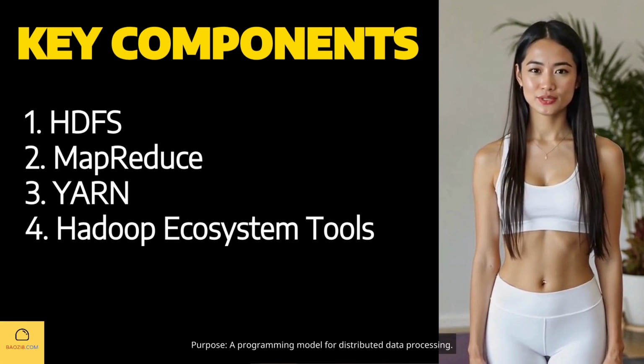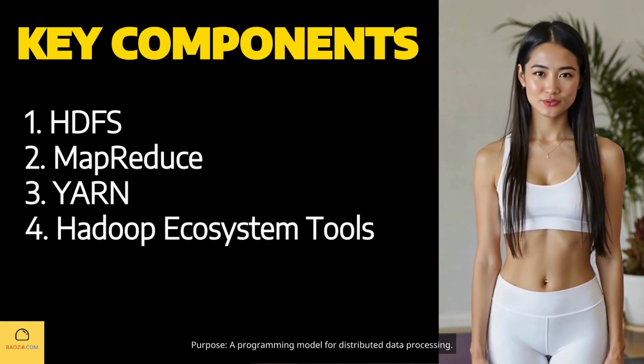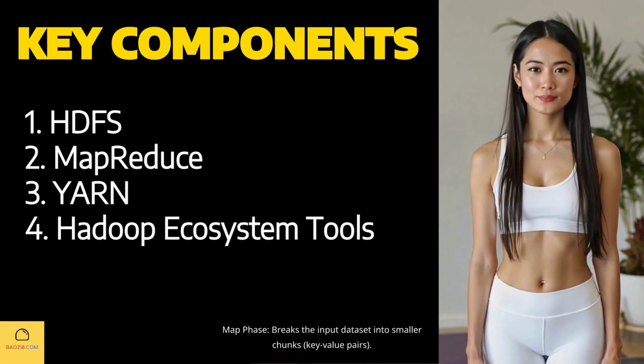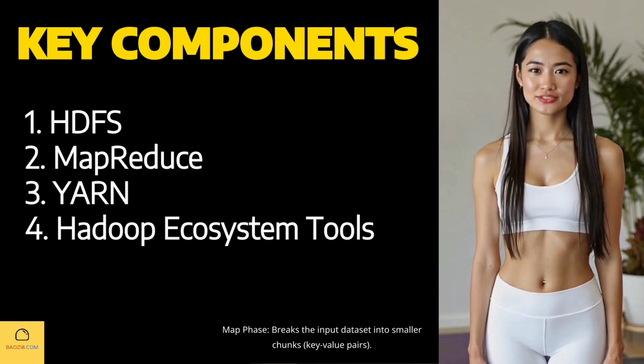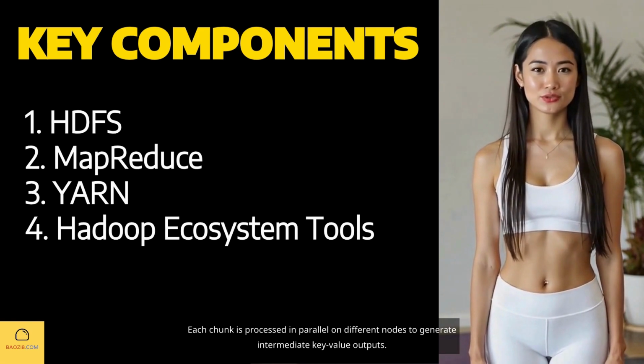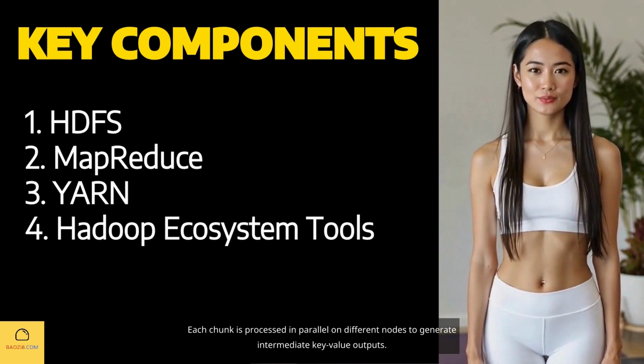2. MapReduce. Purpose: a programming model for distributed data processing. There are 2 phases. Map phase breaks the input dataset into smaller chunks, key value pairs. Each chunk is processed in parallel on different nodes to generate intermediate key value outputs.